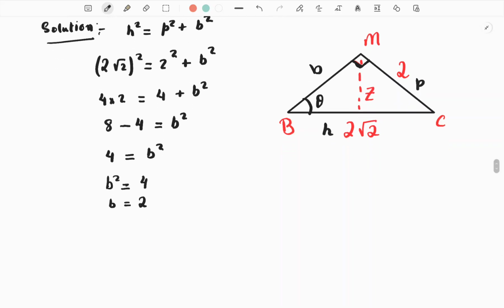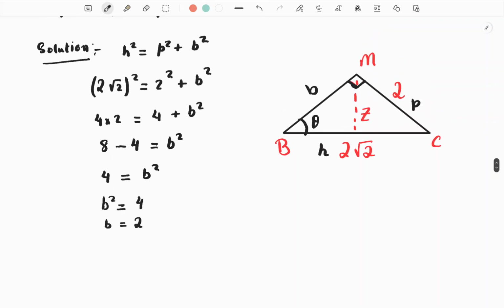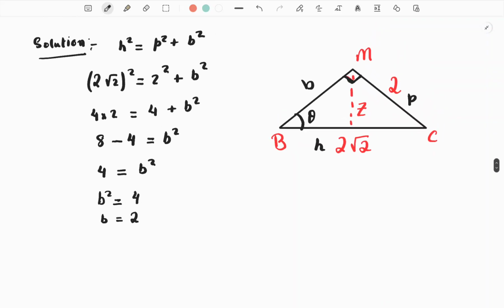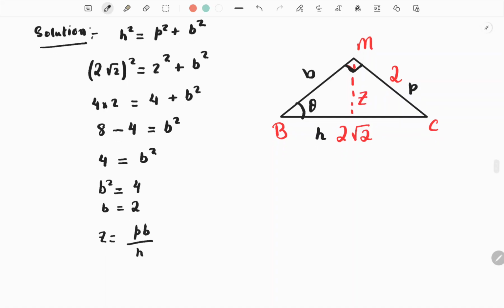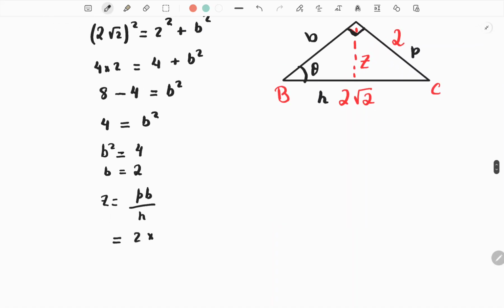So from this figure, Z is the length of the perpendicular drawn from the vertex M to the hypotenuse H. So therefore, this Z is equal to PB divided by H. So here P is 2, then B is also 2, and H is 2 root 2.